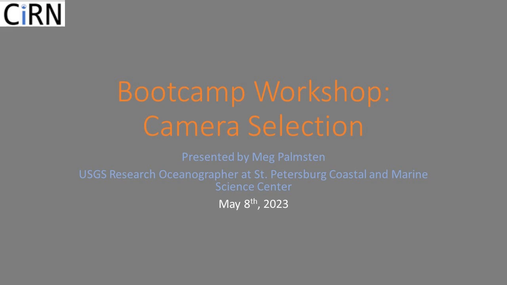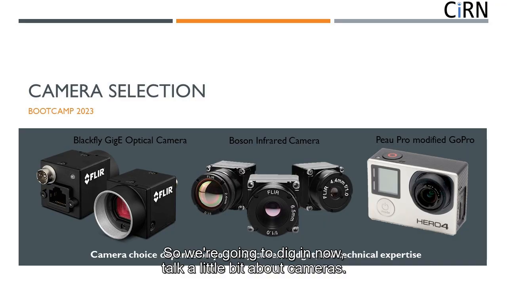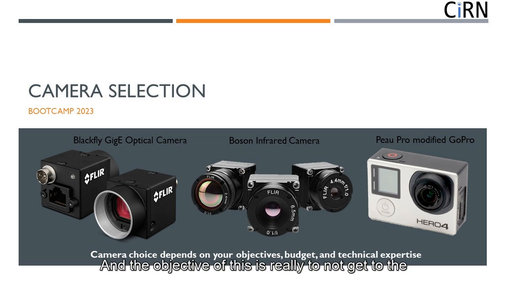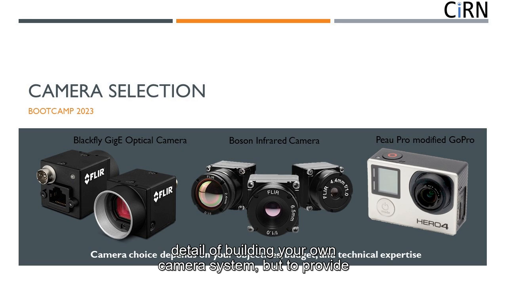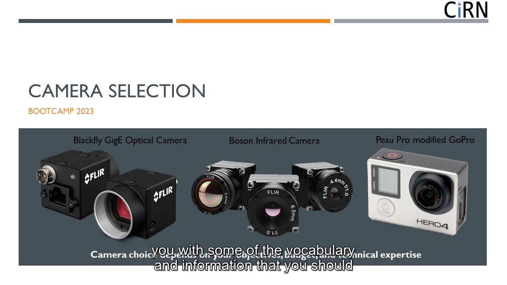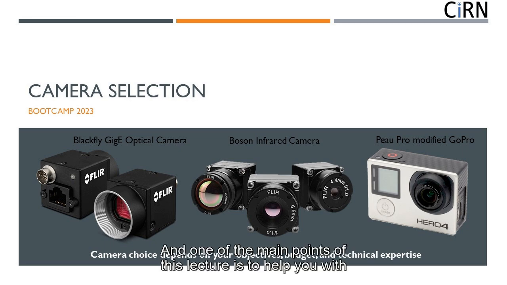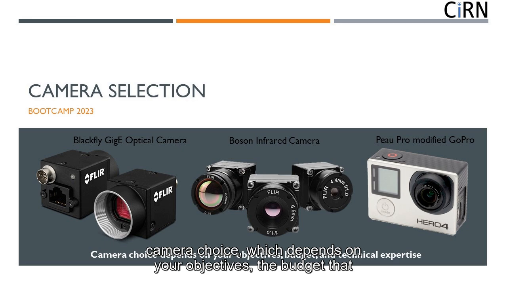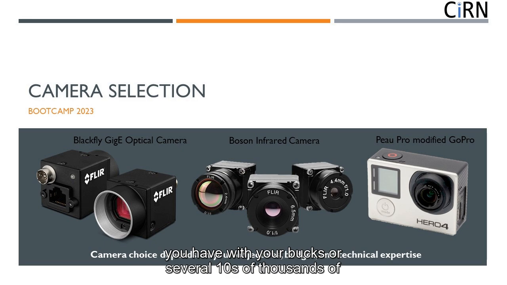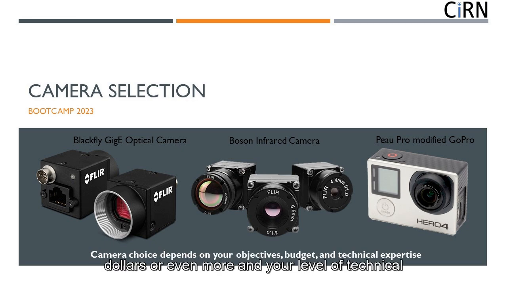Okay. All right. So we're gonna dig in now, talk a little bit about cameras. And the objective of this is really to not get to the detail of building your own camera system, but to provide you with some of the vocabulary and information that you should know as you're starting to learn about coastal imaging. And one of the main points of this lecture is to help you with camera choice, which depends on your objectives, the budget that you have, whether $100 or several tens of thousands of dollars or even more, and your level of technical expertise.